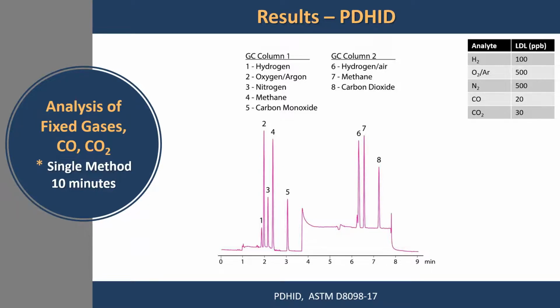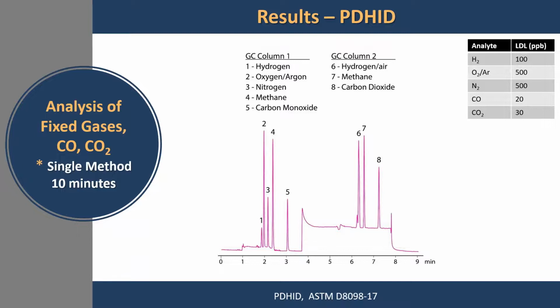If we look at the chromatogram section, at the left, we've got hydrogen, oxygen, argon, nitrogen, methane, and peak number 5 is critically important. That's carbon monoxide. Over on the right, we're looking actually for only peak number 8, which is carbon dioxide. So you can see that we have excellent sensitivity, again, down in the part per billion range. Look at especially peak number 5, carbon monoxide, and peak number 8, carbon dioxide.